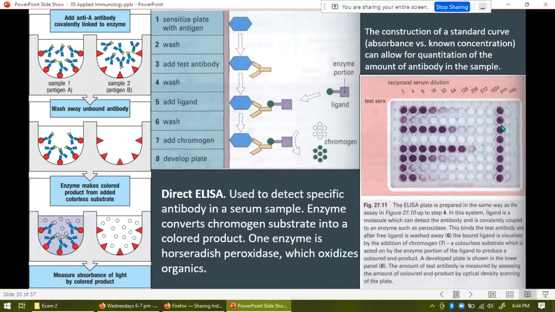Okay, and then they also always run a positive and negative control just to make sure that the test is running effectively.